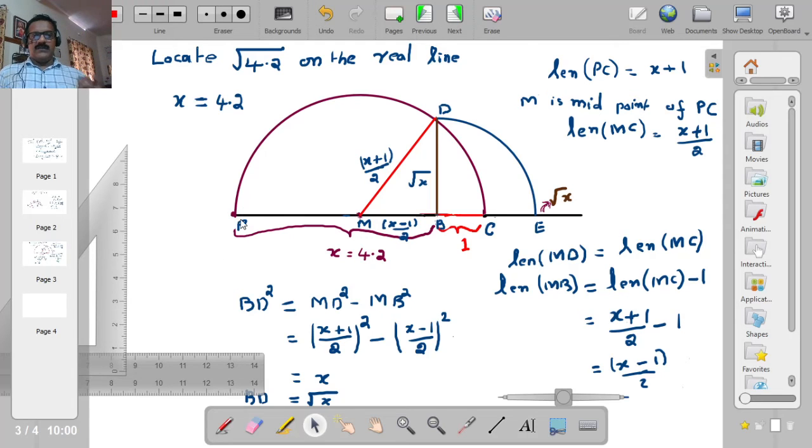First we drew a line segment with a length of x units and called it PB, and we extended it by one more unit, and we found the midpoint of the line segment PC, and we are going to draw a circle centered at M whose radius is equal to MC.